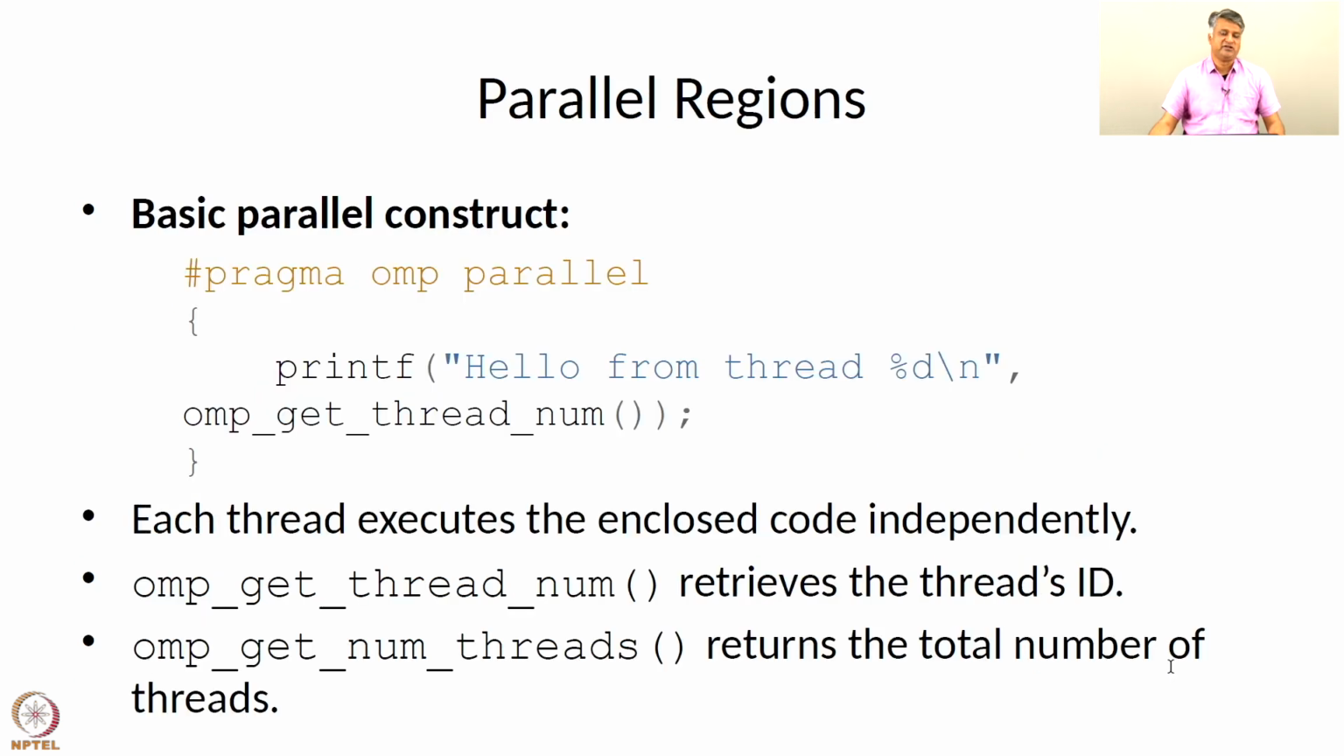So how does a parallel region work? The basic parallel construct is you identify a parallel region within the curly braces, and you say omp parallel. Each thread in this case will execute the printf separately and output its thread num. The function omp_get_thread_num retrieves the thread ID. The function omp_get_num_threads returns the total number of threads that are in action at any given point of time.